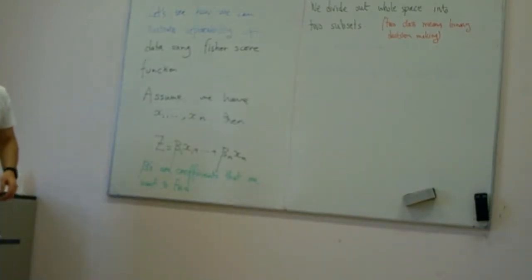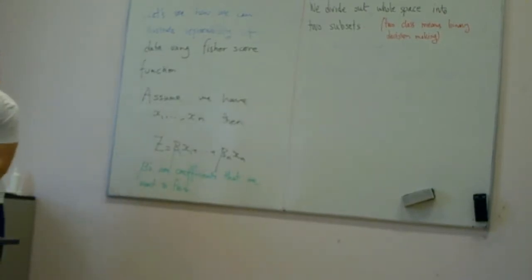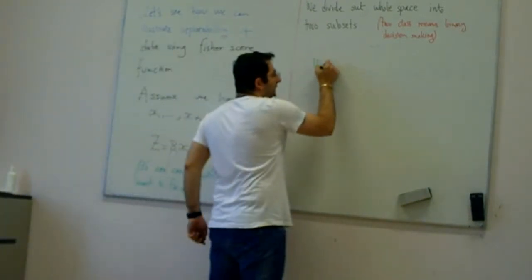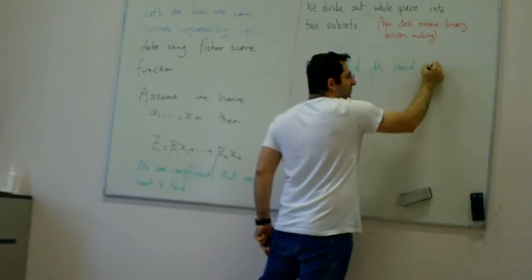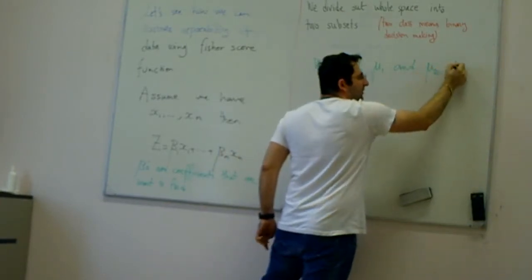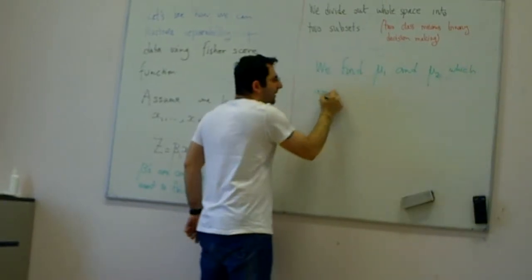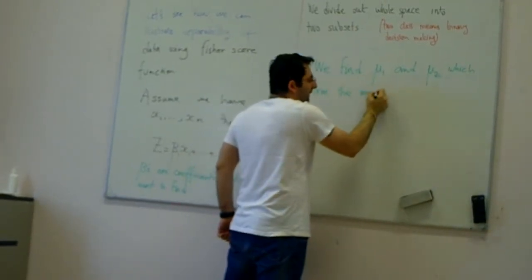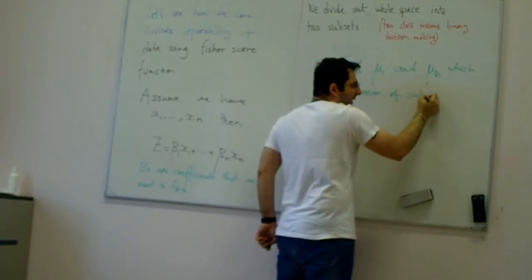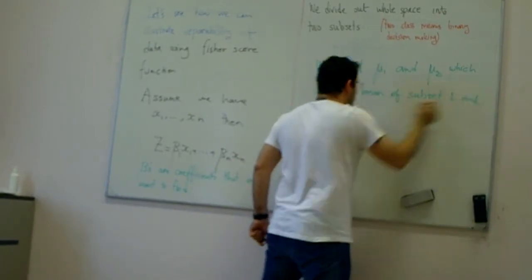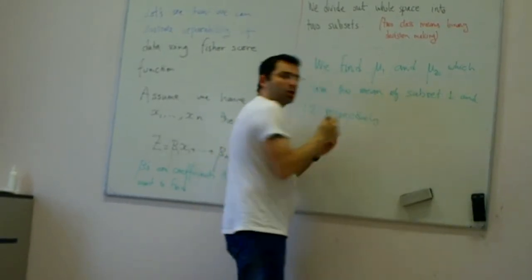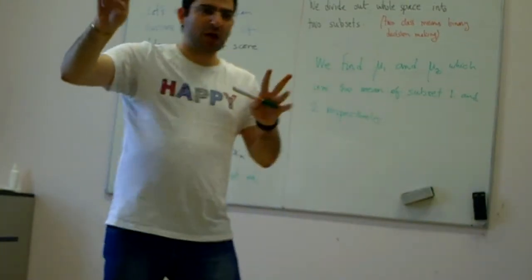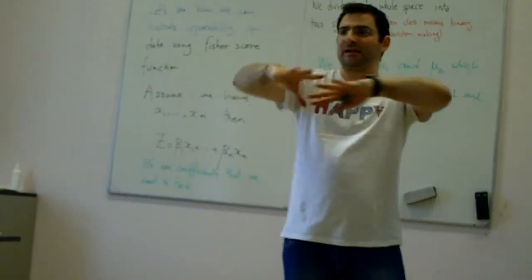So we do a few steps. We have to follow these few steps together. Step number 1. We find mu1 and mu2, which are the mean of subset 1 and 2 respectively. So we have two subsets. We divide our whole set into two subsets.